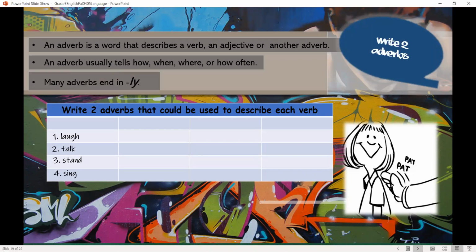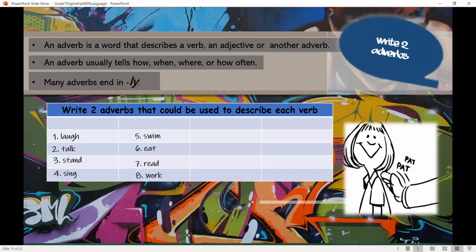So if you can find 2 adverbs to describe laugh, how do we laugh? When do we laugh? Where did we laugh? How often do we laugh? How do we talk? Where do we talk? When do we talk? How often do we talk? See how easy it is?